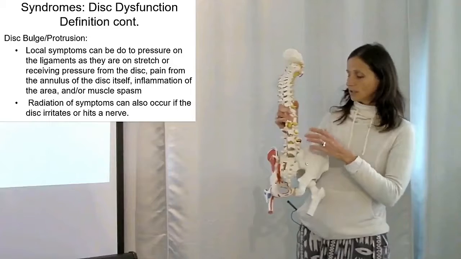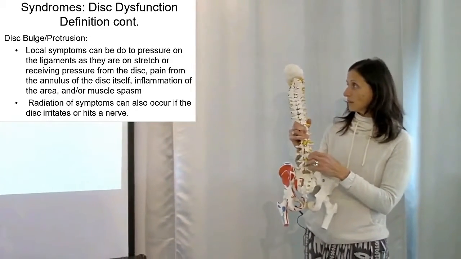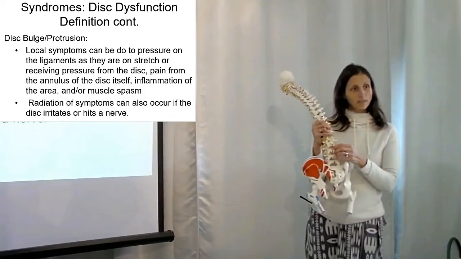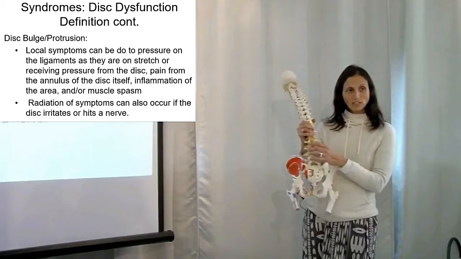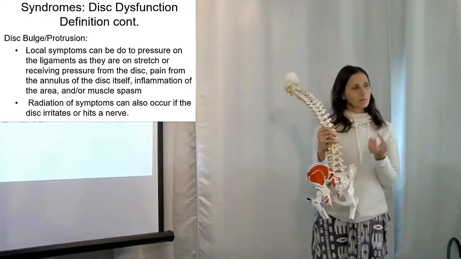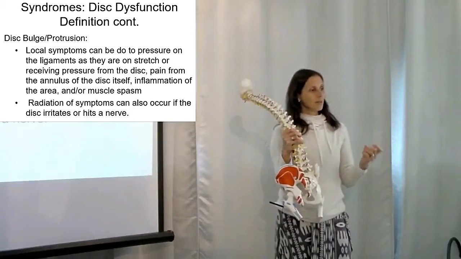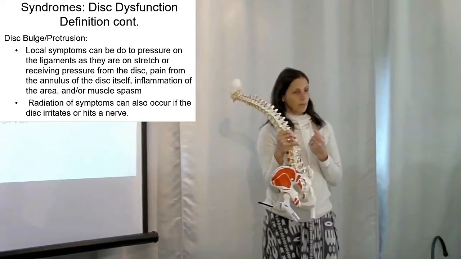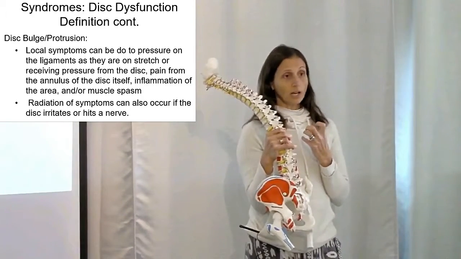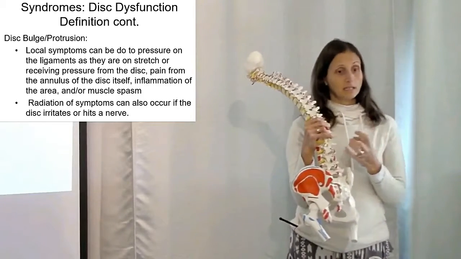Local symptoms, you could have back pain. Local symptoms could be due to pressure on the ligaments or stretch. It could be pressure on those ligaments from the disc itself. It could be inflammation of the area. It could be muscle spasming. I like to pause here for a second because muscle spasms cause a lot of pain. Somebody in a severe muscle spasm is hurting a lot. They can last for days, sometimes weeks in spasm.